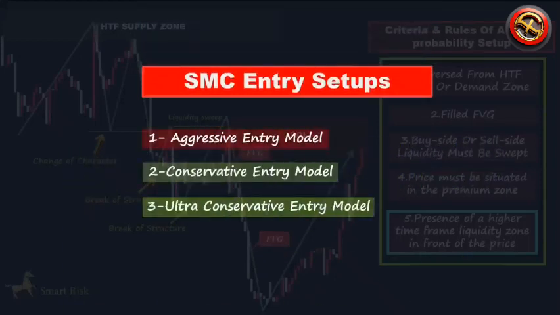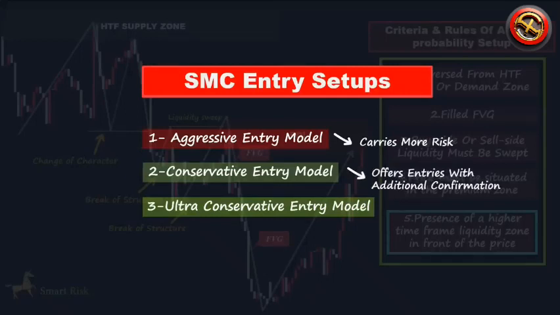There are three main entry setups. The first one is the aggressive entry model, which carries more risk. The second is the conservative entry model, which offers entries with additional confirmation. And the third is the ultra-conservative model, which provides a setup with multiple confirmations across various time frames. Now let's get started with the aggressive entry model.